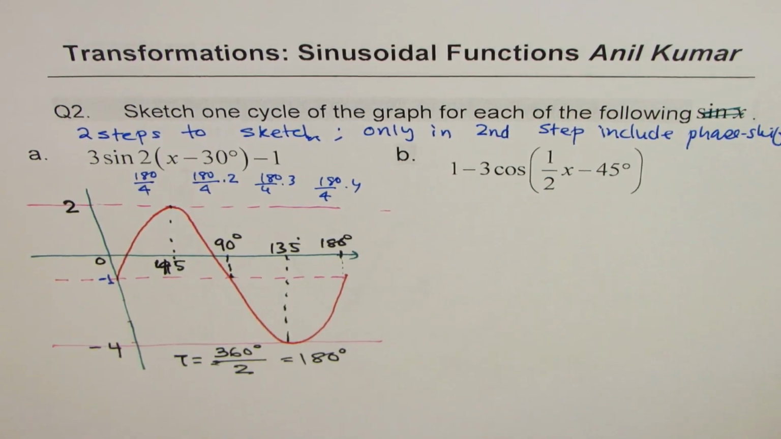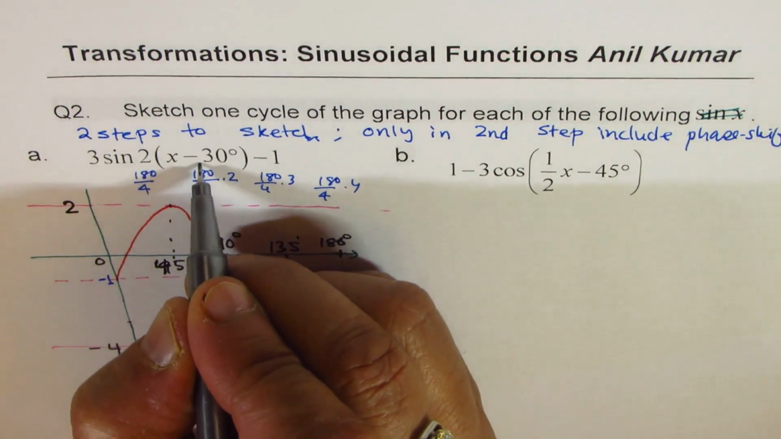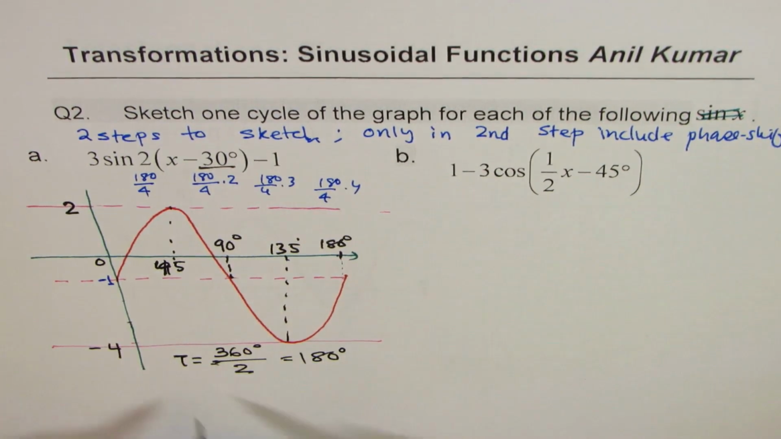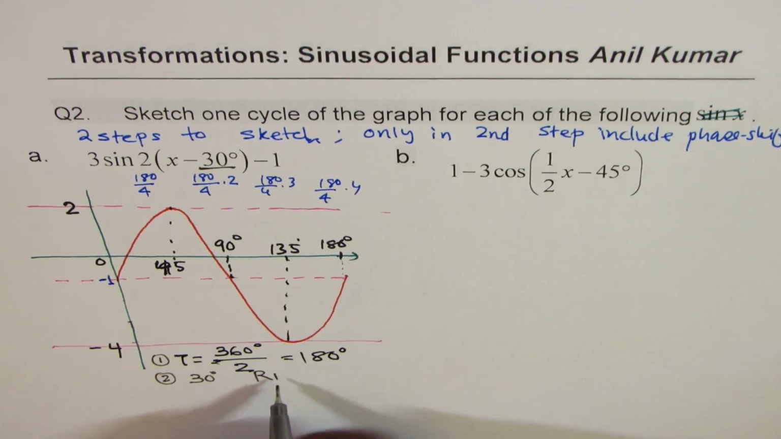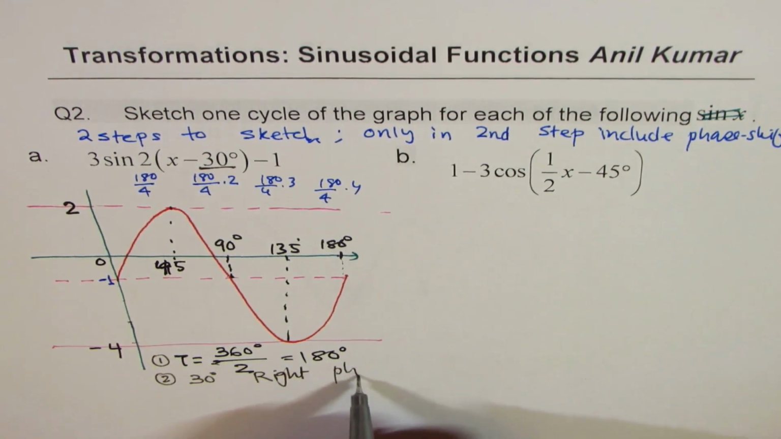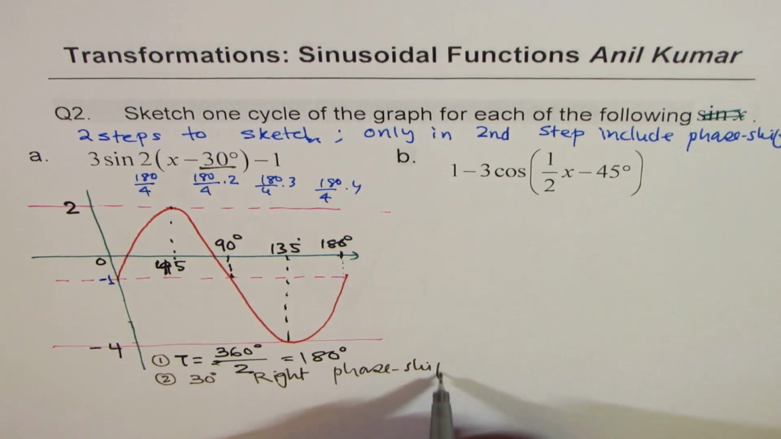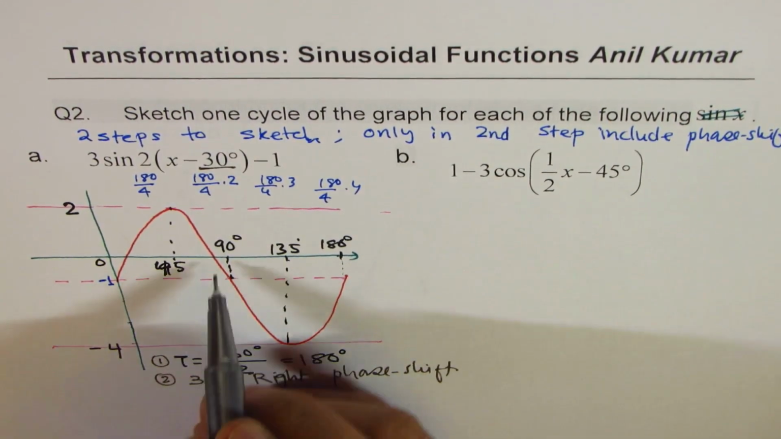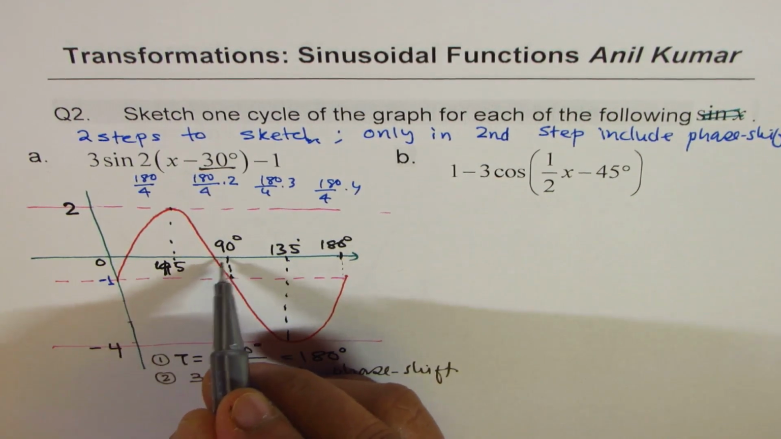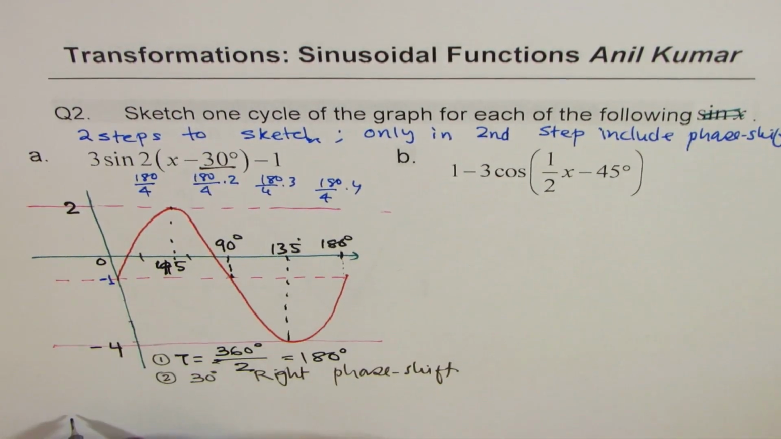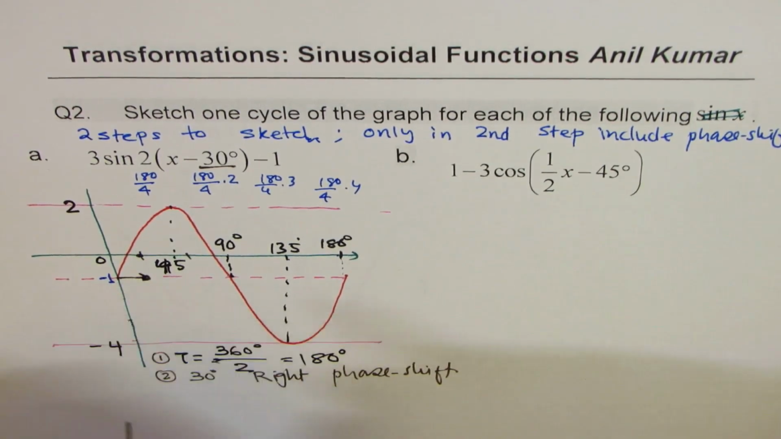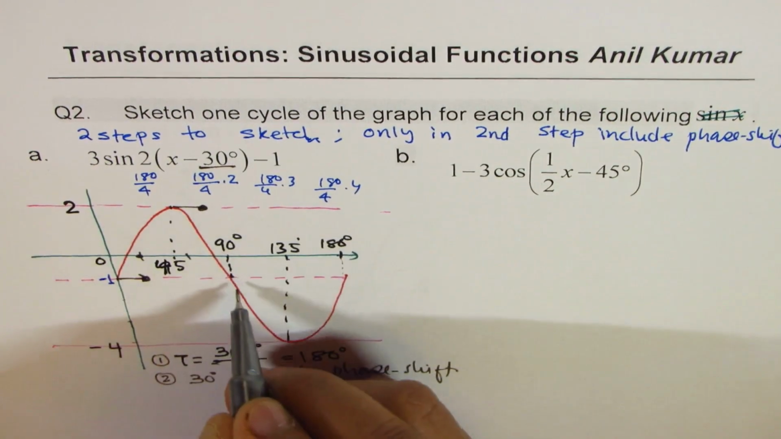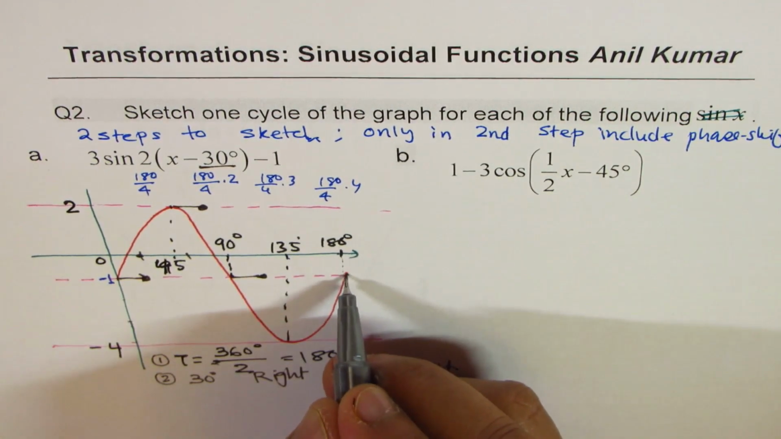So this is my first step. The second step is to incorporate the phase shift. Now the phase shift is 30 degrees right. Perfect. So this is the first step. The second step is the 30 degrees right phase shift. Clear? So 30 degrees for us will be, if I divide 90 into 3 equal parts, let's say these are my 3 equal parts, then that much is 30 degrees. So I move each point 30 degrees. So that much is 30 degrees. I move these points 30 degrees to the right.